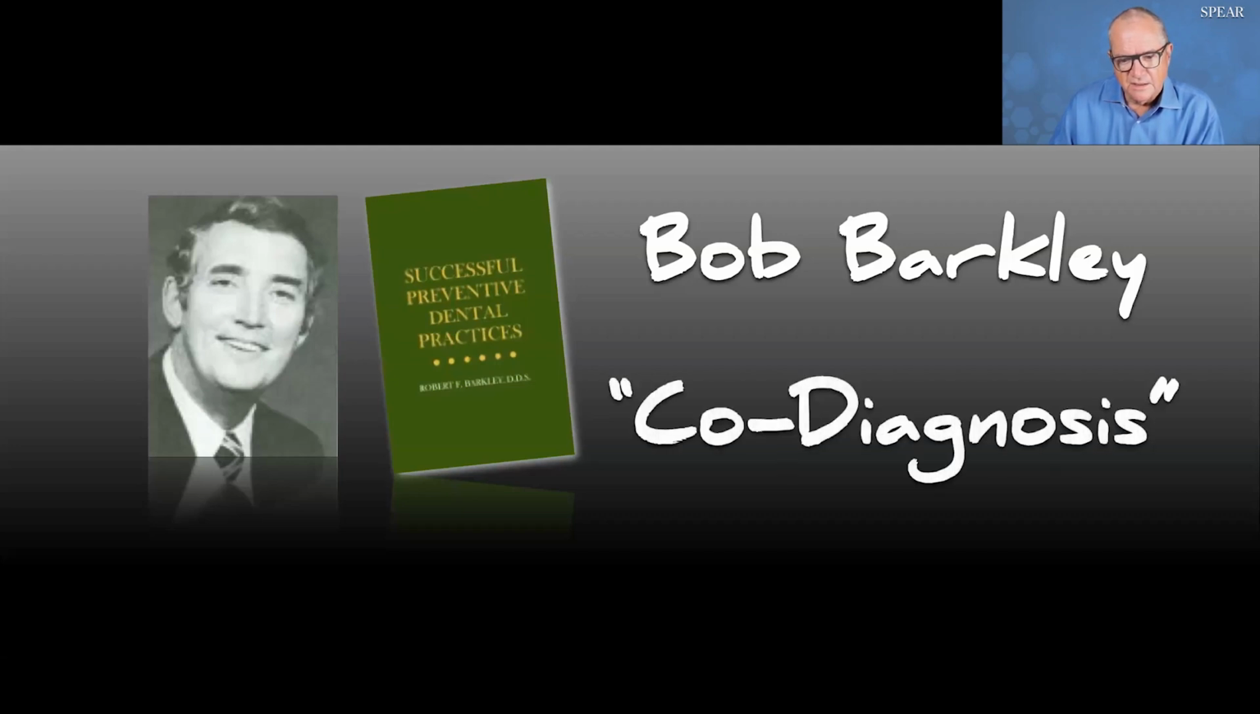So the father of codiagnosis was a very famous dentist who unfortunately died young in a plane crash in the 1970s named Bob Barkley. Bob Barkley, in many ways, is the father of modern preventive dentistry in the US. And so he came up with this concept of codiagnosis, getting the patient involved in creating the treatment plan so they own it instead of you creating the treatment plan, which means that you have a lot of anxiety around it.